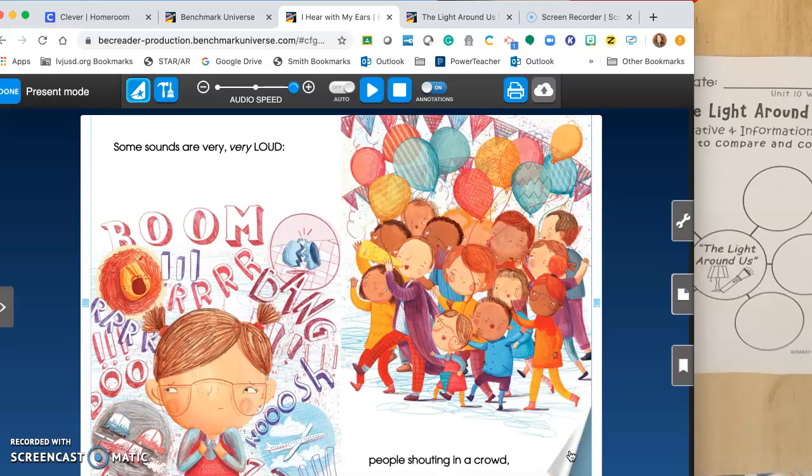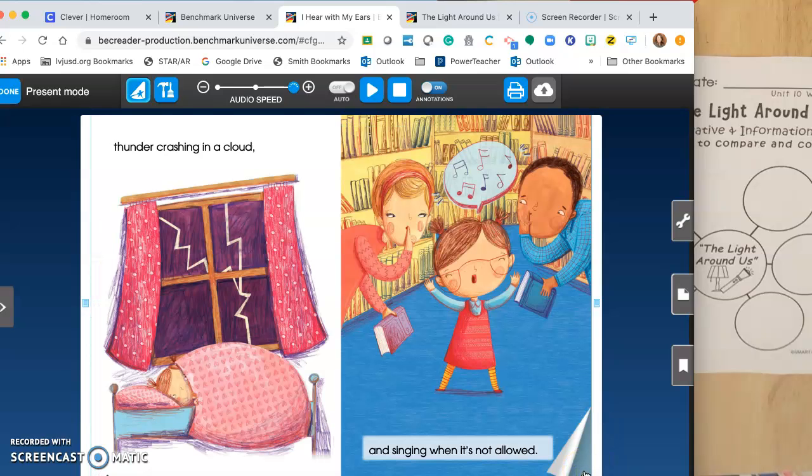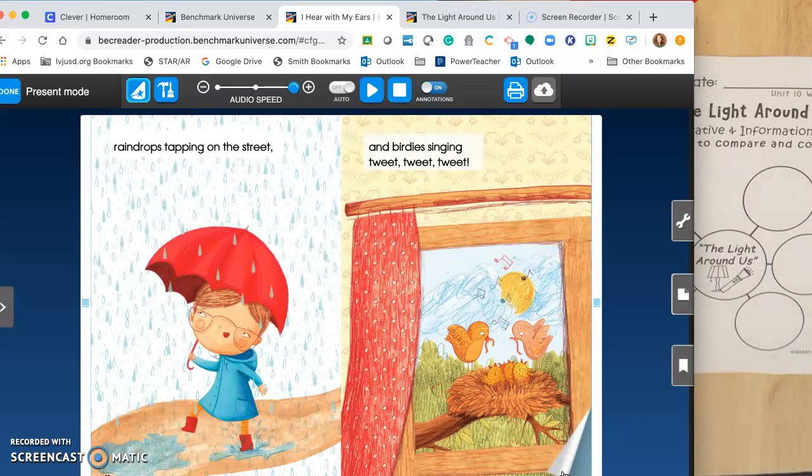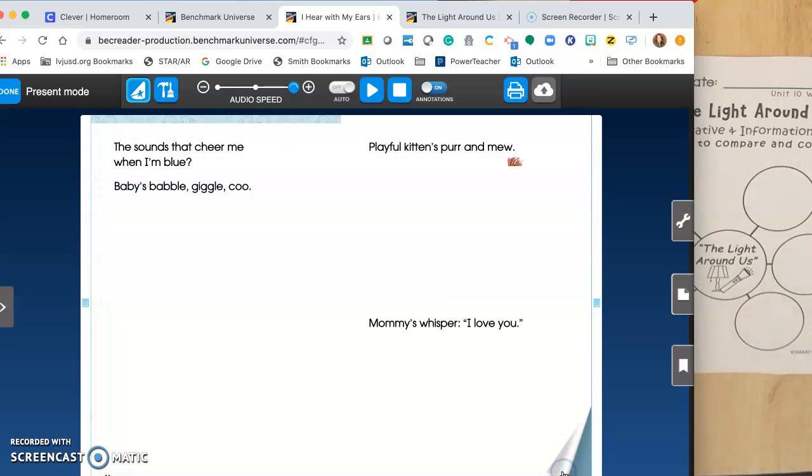Some sounds are very, very loud. People shouting in a crowd. Thunder crashing in a cloud. Or singing when it's not allowed. Other sounds are soft and sweet. Slippers swishing on my feet. Raindrops tapping on the street. And birdies singing, tweet, tweet, tweet.